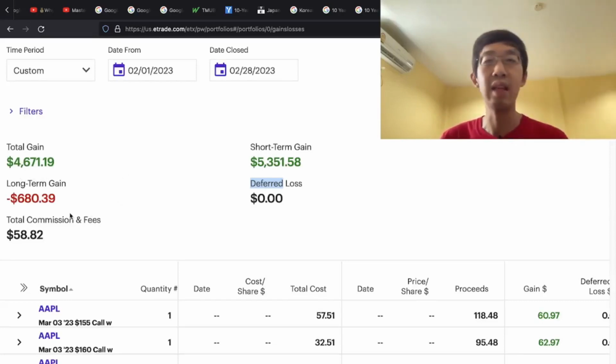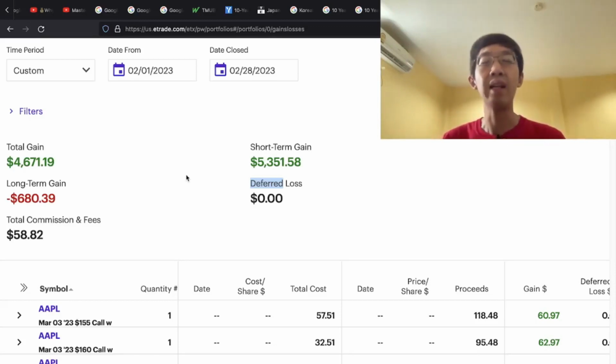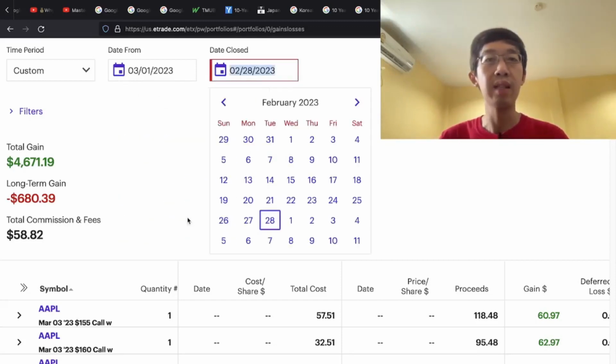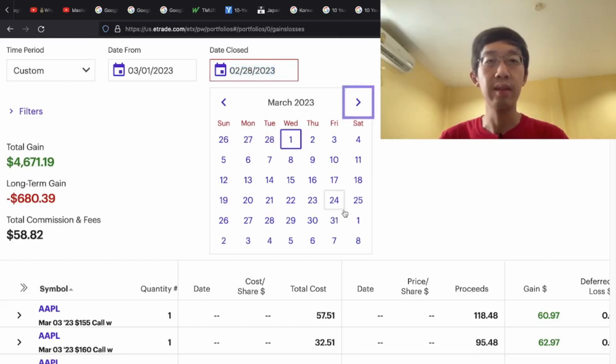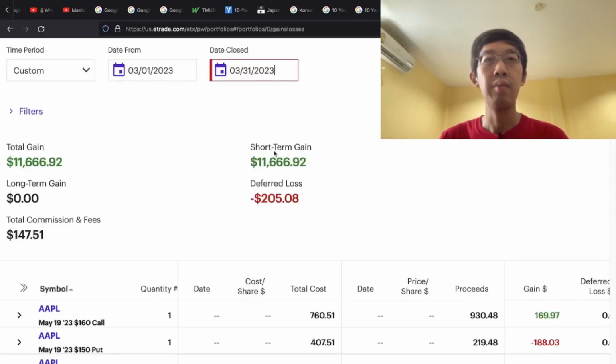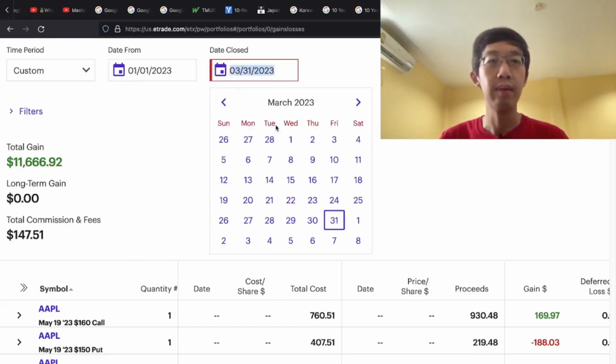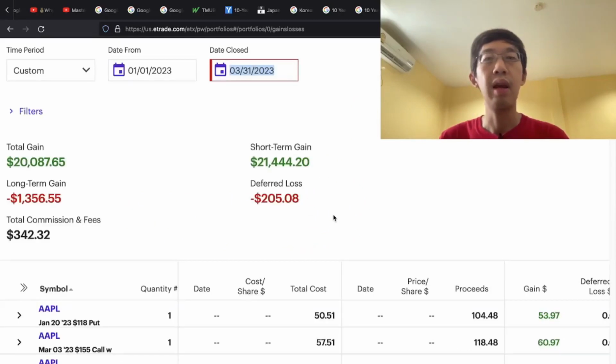Of course, I made some losses, which is very normal. Everybody who trades advanced options, or any investment, can lose money, even if you put your money in the bank. If that bank goes bankrupt, you could lose your money. If you look at March 1st to March 31st, my profit was more than 11,000. So if you combine all three months, you're going to see my profit was more than 20,000.